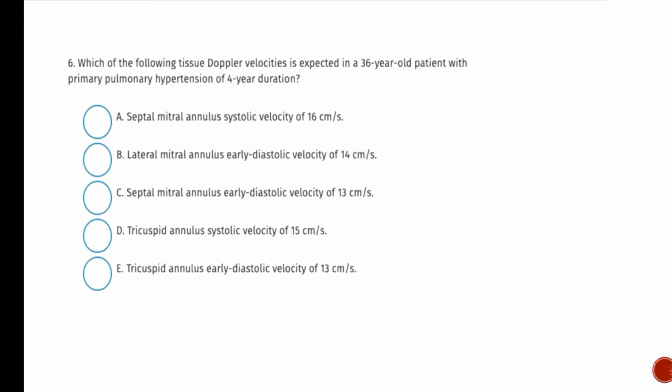Hey, Mike, can I ask a question? Which of the following tissue Doppler velocities is expected in a 36-year-old patient with primary pulmonary hypertension of 4-year duration? So relatively chronic pulmonary hypertension in a 36-year-old patient. Septal mitral annulus systolic velocity of 16, lateral mitral annulus early diastolic velocity of 14, septal mitral annulus early diastolic velocity of 13, tricuspid annulus systolic velocity of 15, or tricuspid annulus early diastolic velocity of 13.